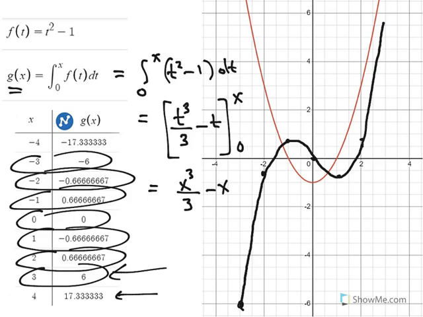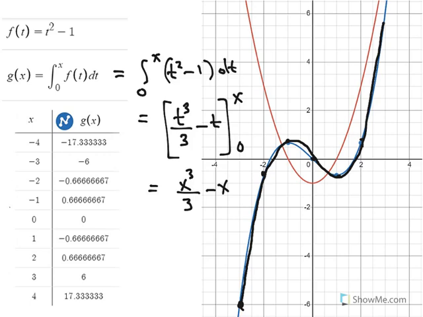And what we have here is the graph of g of x is equal to x cubed over 3 minus x. But I really want to emphasize that this is something that you need to be able to do even if you did not know the rule for the function f. In that case, you would interpret this as the area between the graph of f and the horizontal axis, the t-axis, from t is equal to 0 to t is equal to x, and look at those areas to complete this table, plot points, and then get the graph of g that way.